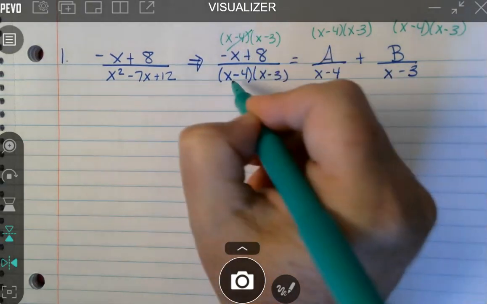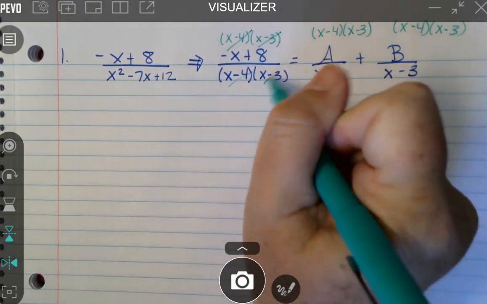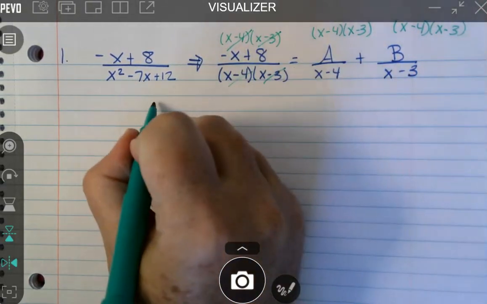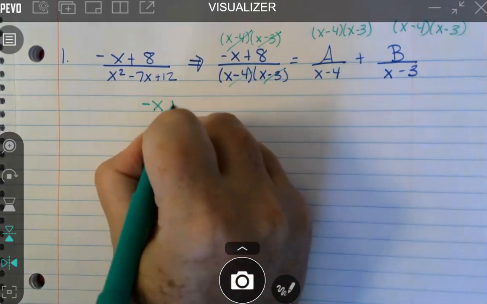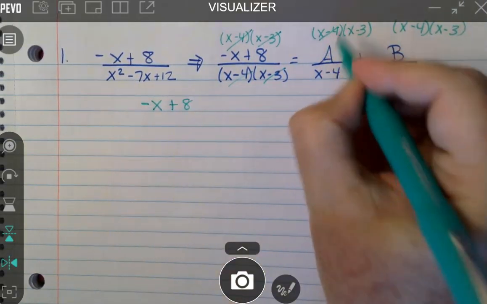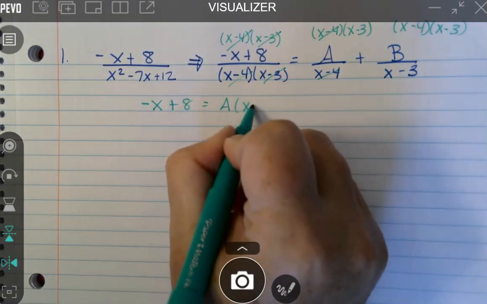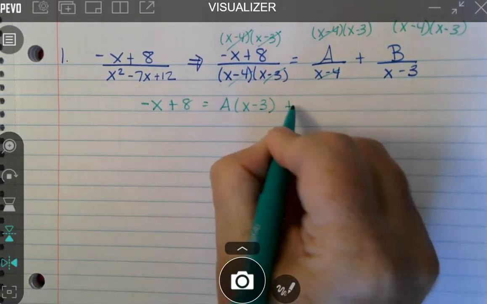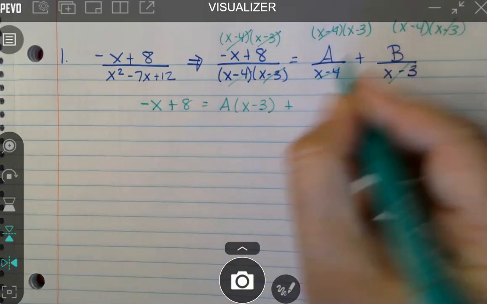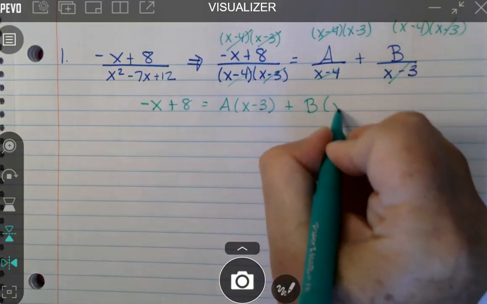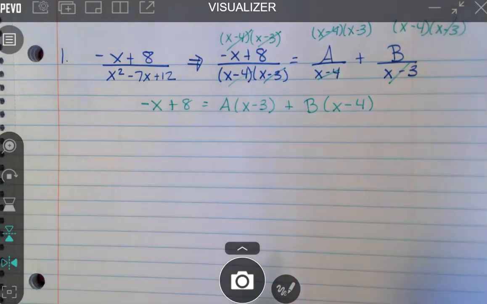So we do x minus 4 cancels and x minus 3 cancels. So we're left with negative x plus 8. Here, x minus 4's cancel, and I'm left with a times x minus 3. X minus 3's cancel, so I'm left with b times x minus 4.